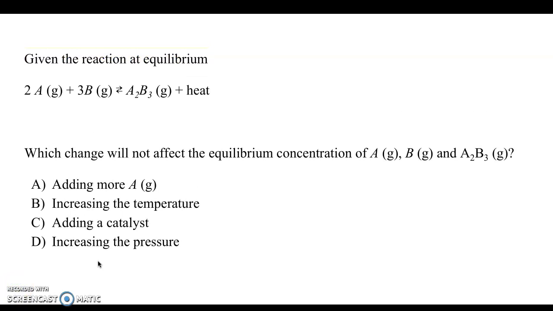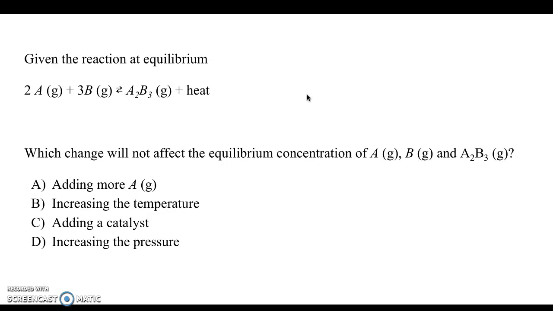Alright, and here's our last question. So given the equilibrium, we have A plus B making a compound of A and B plus heat. It is an exothermic reaction because heat is on our product side. Which change will not affect the equilibrium concentration of A, B, and A2B3?